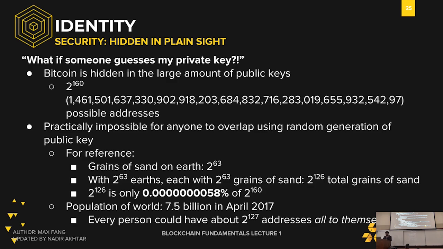Where did the number come from? Right, so 2 to the 160 comes from the 160 bits in the address space. So there's 2 to the 160 different combinations.